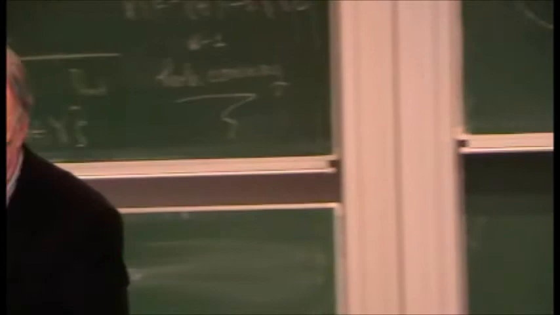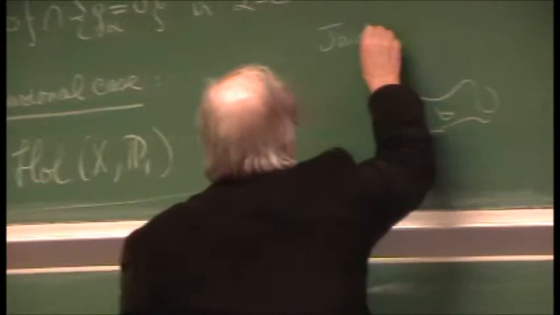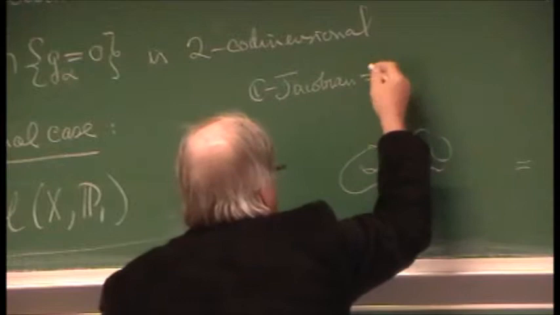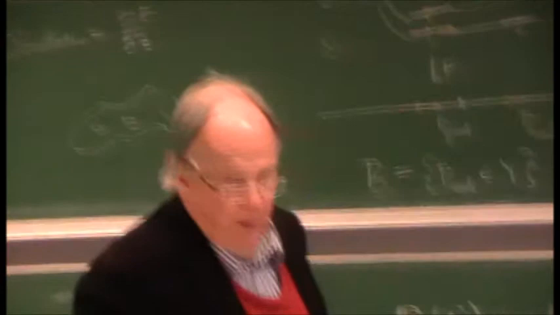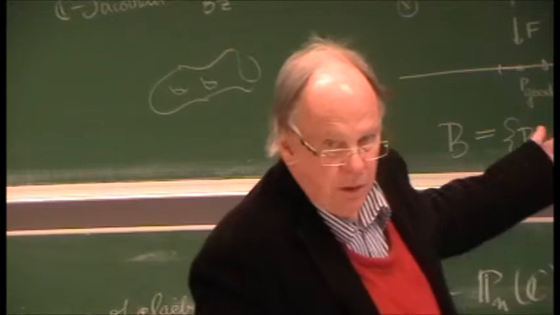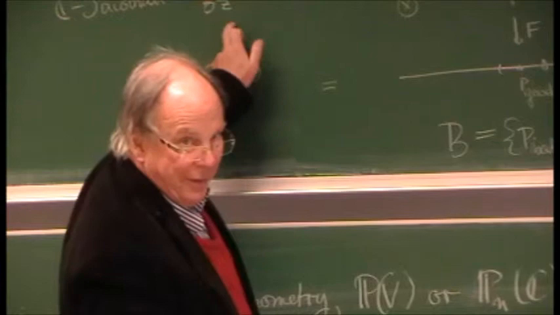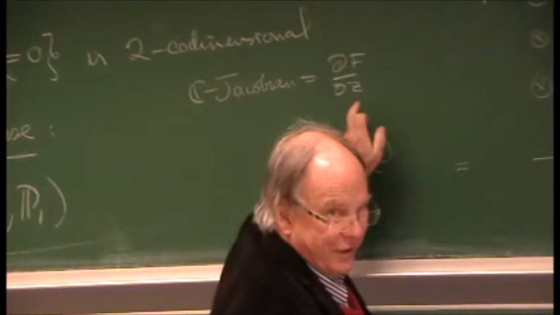So first of all, the Jacobian. The complex Jacobian is just, in local coordinates, this. If you write the real Jacobian down, it will be the absolute value squared of that. But this is a complex linear Jacobian, so in this case it's a number. And this number is either zero or not zero. And if it's not zero, the mapping is locally f of z equals z.